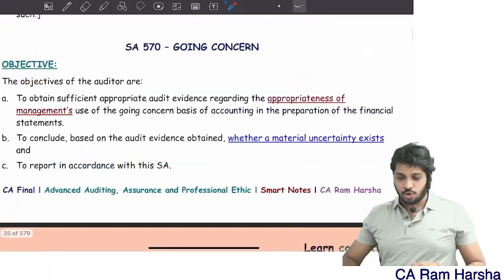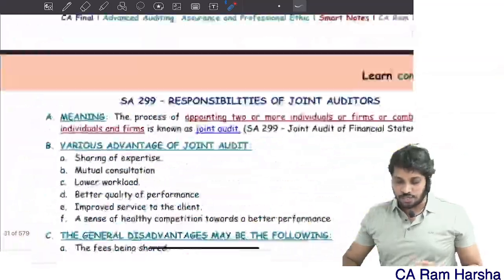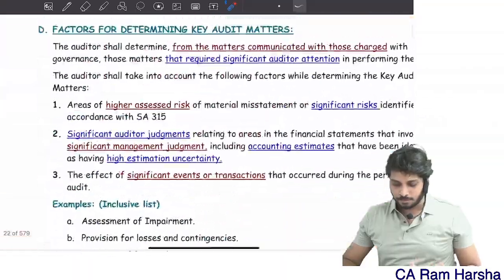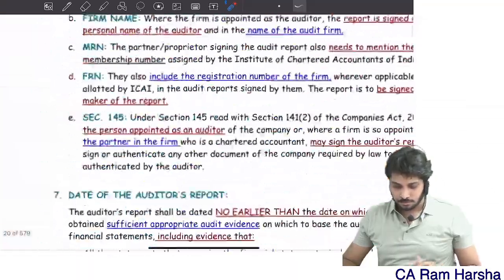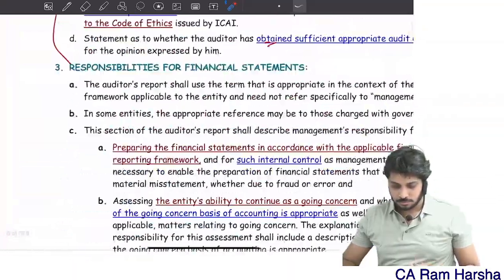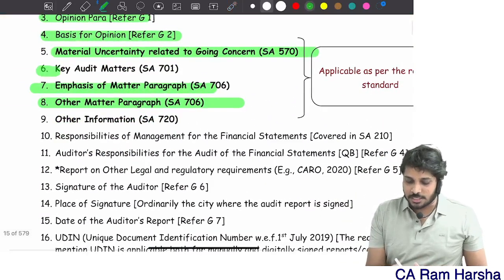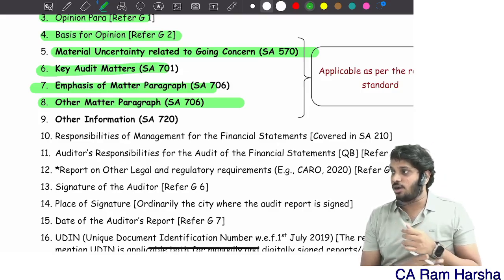So 570, material uncertainty related to going concern, is over. Now we need to discuss what? Key audit matter.